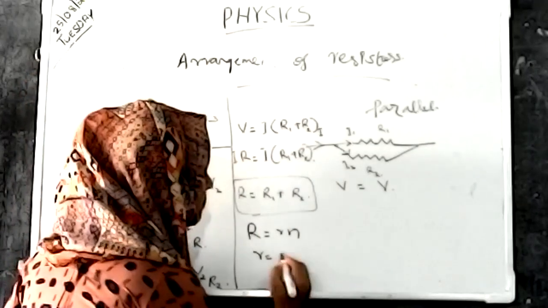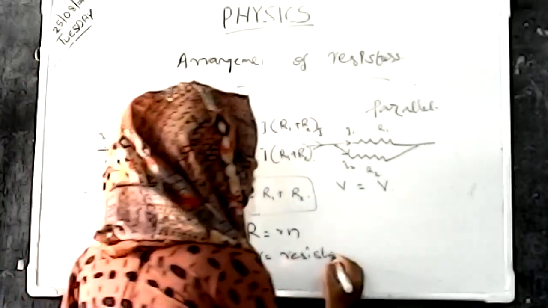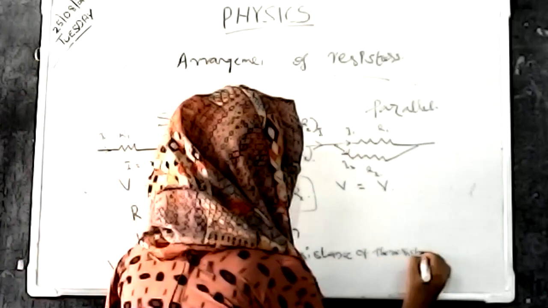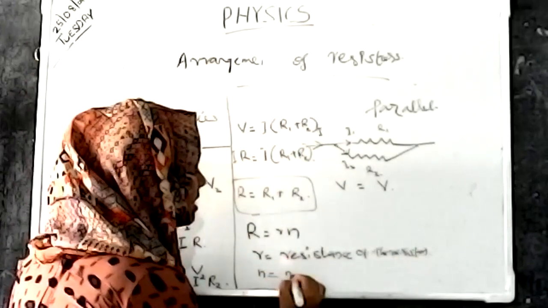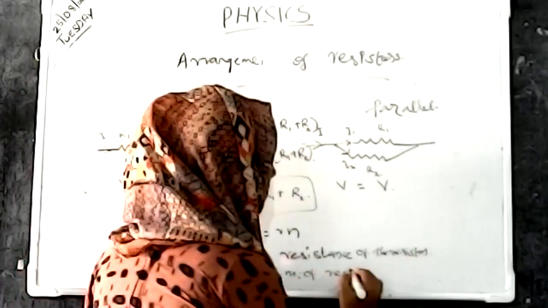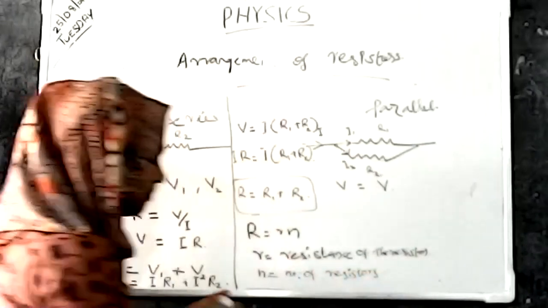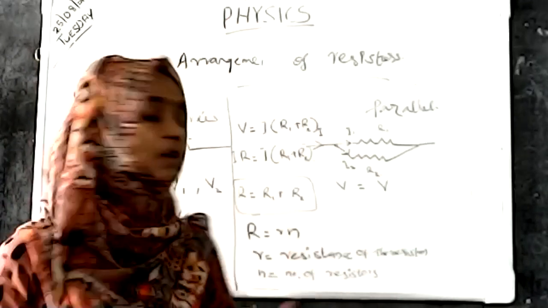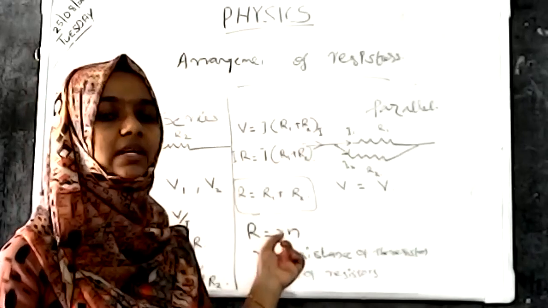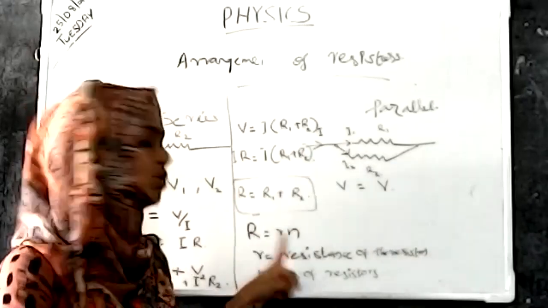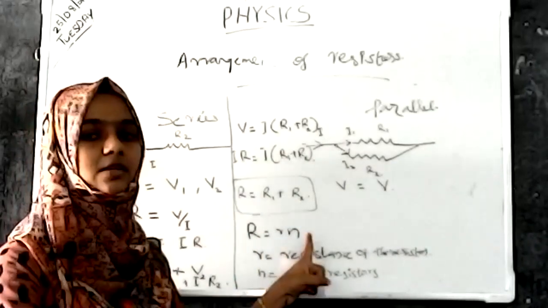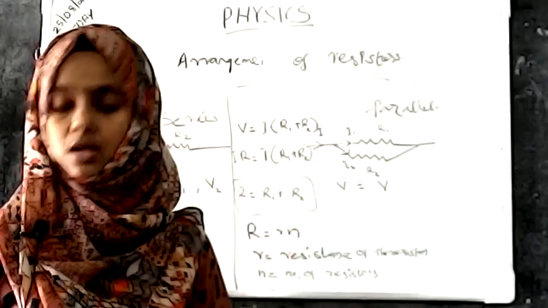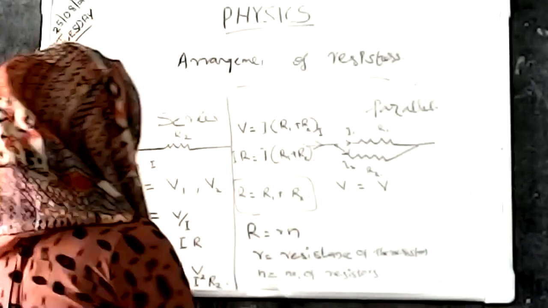R is the resistance of the resistor and N is the number of resistors. When the resistance of each resistor is the same, at that time we use the equation R is equal to RN for finding the effective resistance. R is the resistance of the resistors and N is the number of resistors. This effective resistance is for the series connection.